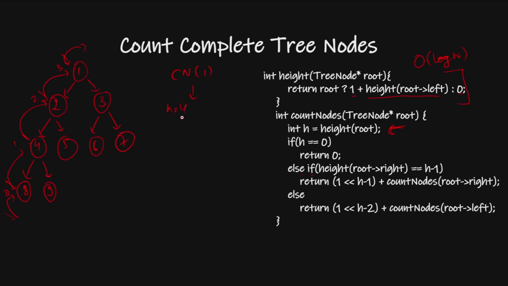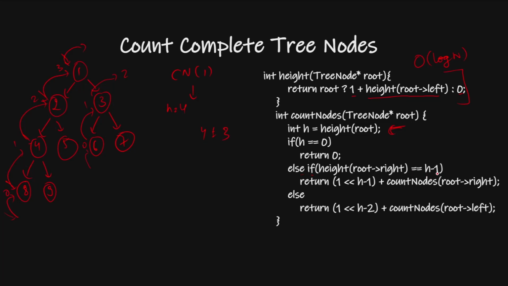Once I find the height, I will calculate the height of root's right. So what is the height of right? For the height of right, I will simply go to its left. So it will return 0, then 1, then 2. So I get a height of 2. Now 4 is not equal to 2. 4 is not equal to 3.